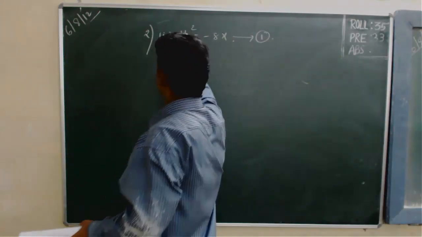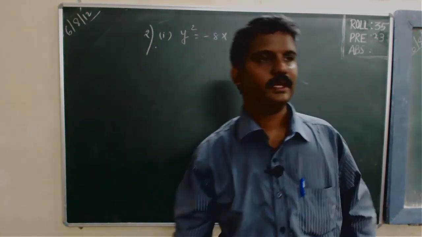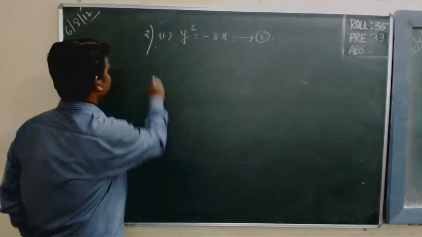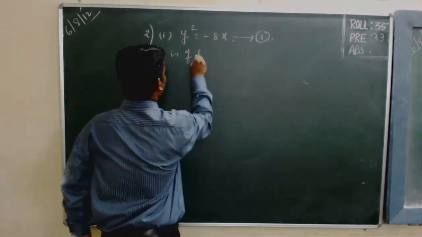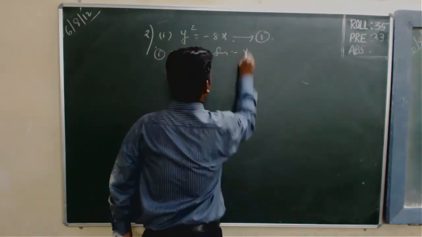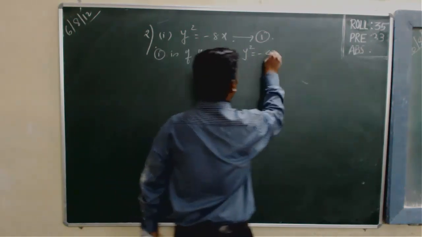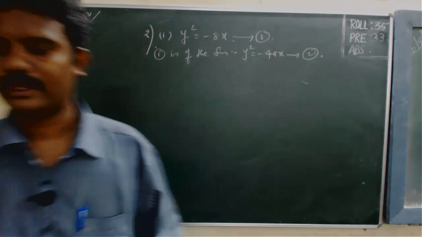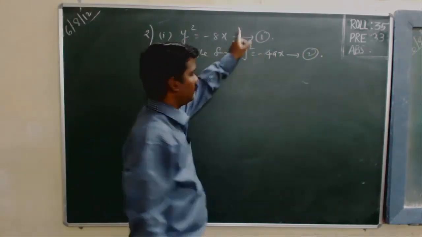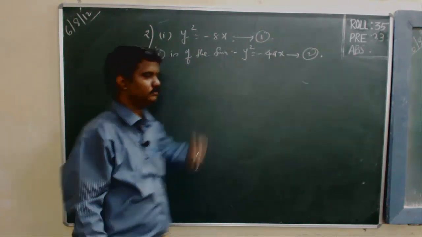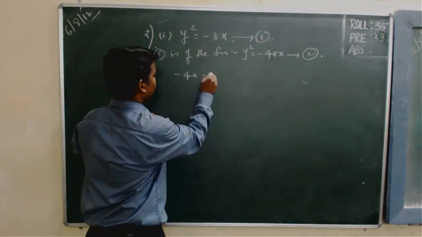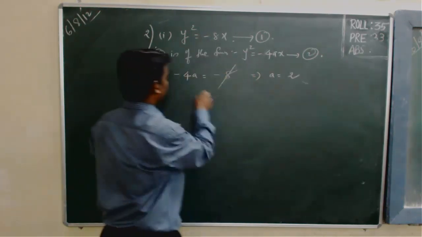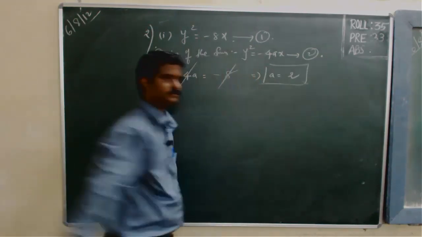Look at subdivision 1: y square is equal to minus x. Look at what type this is: first type, second type, third, or fourth? Second type. So please take down: equation 1 is of the form y square is equal to minus 4ax. Call this equation number 2. Now comparing equation 1 and equation 2, minus 4a is equal to minus 8. So from this, cancelling, a is equal to 2.